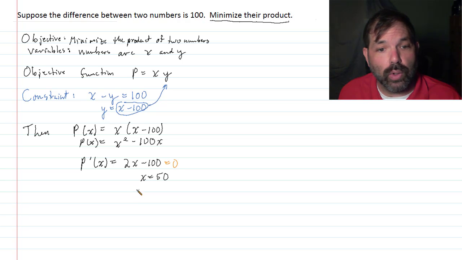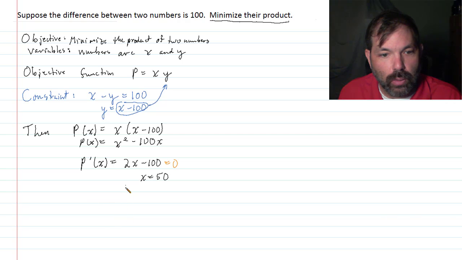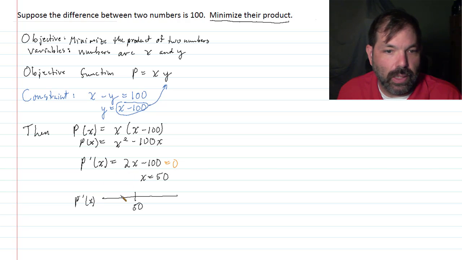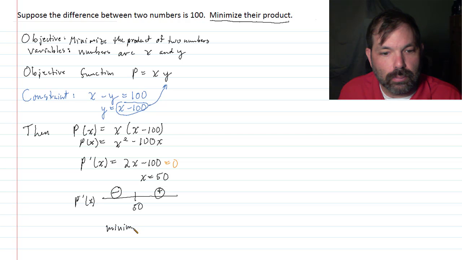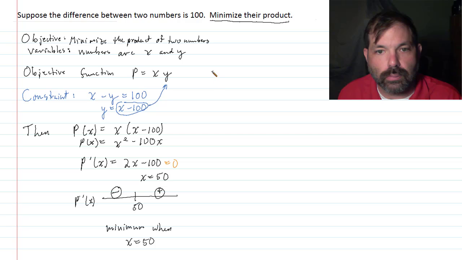Now, let's check, is that going to be a minimum or a maximum? And we can use the first derivative test. So if we test into 2x minus 100, here's my number line, and here's 50, and we're testing into P prime of x. Then if x is, say, 0, then I would have a negative number here, decreasing. And if x was, say, 100, I'd have a positive number here, increasing. So I have a minimum when x equals 50.